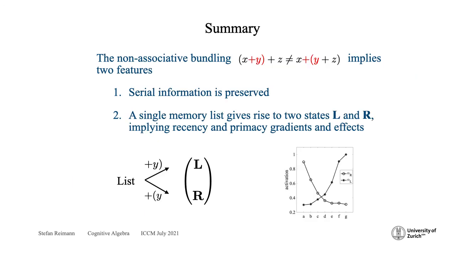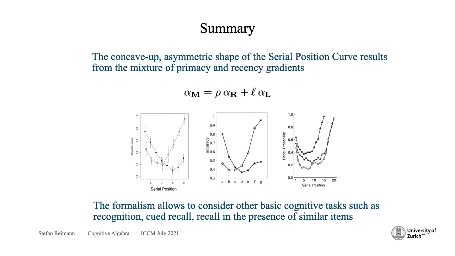There are some important consequences of the bundling operation. First, during the collection of information, serial information is preserved. Second, a single memory list gives rise to two different coexisting memory states, L and R, where third, L codes the recency gradient, where R codes the primacy gradient. The serial position curve follows from a linear combination of these gradients.